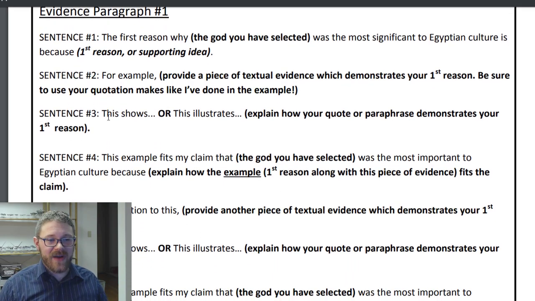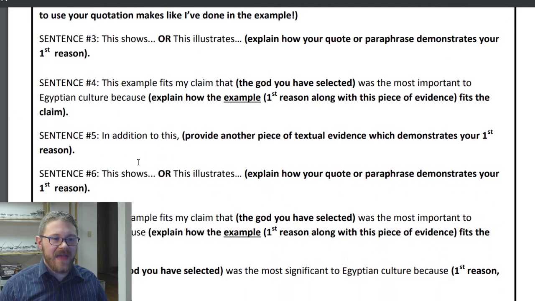In sentence 3, you're going to write this shows or this illustrates, and you're going to explain how your quote or paraphrase demonstrates your first reason. And then in sentence 4, you're going to say this example fits my claim that the god you've selected was the most important to Egyptian culture because, and you're going to explain how your example, which is the first reason along with this piece of evidence, fits into your claim. In sentence 5, you're going to provide another piece of textual evidence in addition to this one.